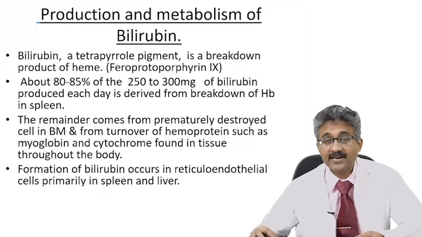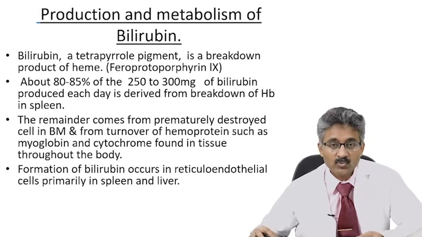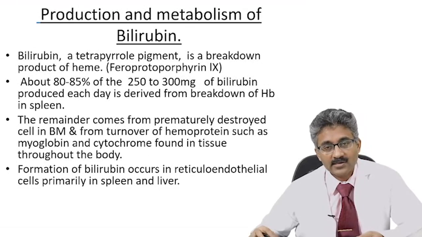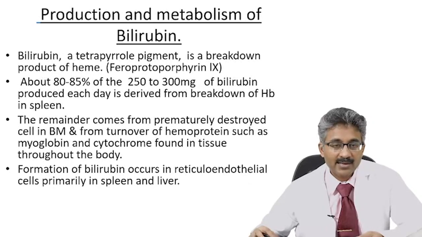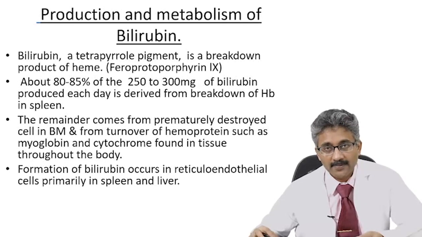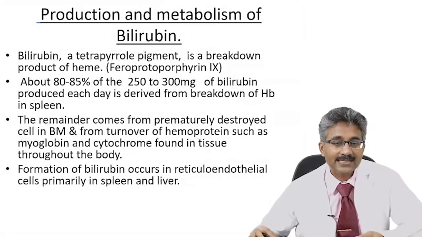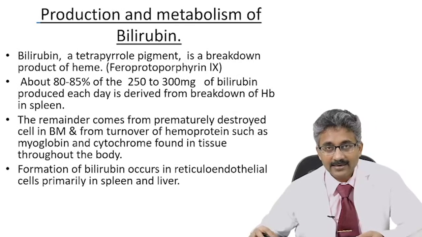About 80 to 85% of the bilirubin, which is 250 to 300 mg of bilirubin, is produced by breakdown of hemoglobin in the reticuloendothelial cells like spleen and liver. The remainder comes from bone marrow because of prematurely destroyed cells, or other hemoproteins like myoglobin and cytochromes in the body. Formation of bilirubin occurs mainly in reticuloendothelial cells like spleen and liver.